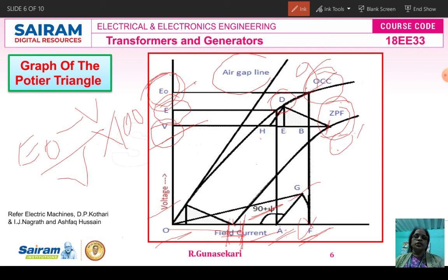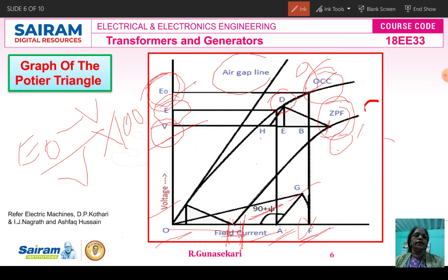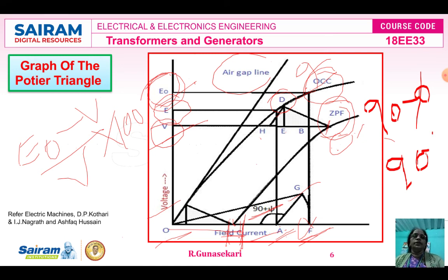The same procedure is used for the leading power factor. Leading power factor means 90 degree minus phi only. Okay, 90 degree minus phi for leading power factor. And then unity power factor means 90 degree only. So this is the graph of the Potier triangle.